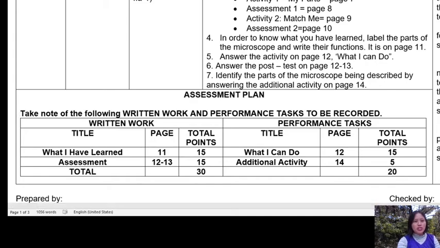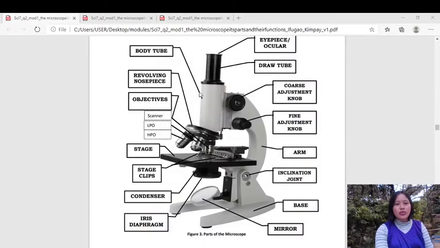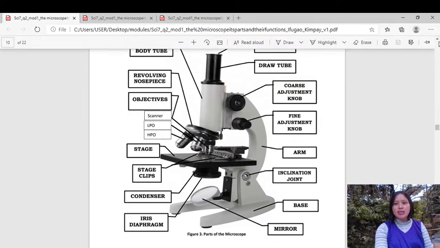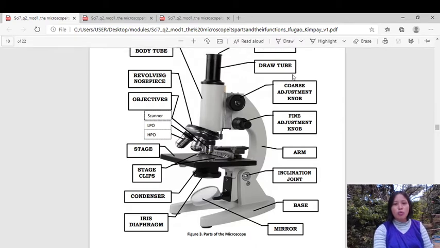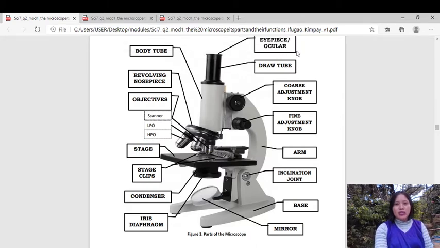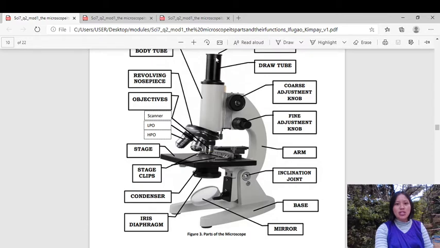Now we go to the summary of the topic, the microscope, its parts, and its functions. This is a picture of the microscope. I hope you were able to see one. So you have the parts now. We first go to the magnifying parts, which include the eyepiece and the objectives, which can be the scanner, low power objective, or high power objective.